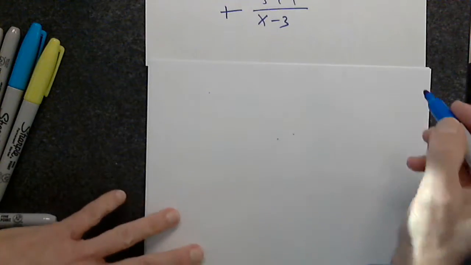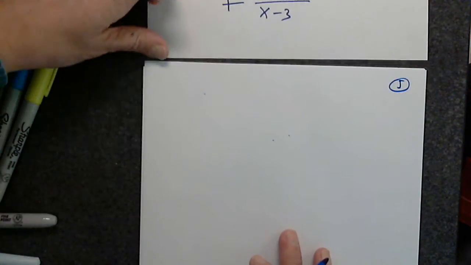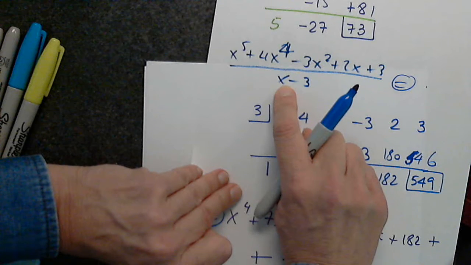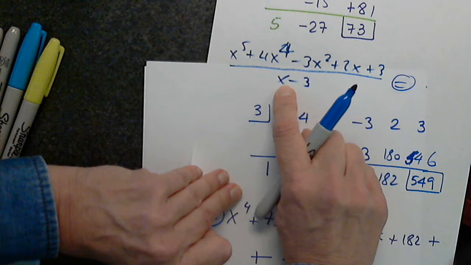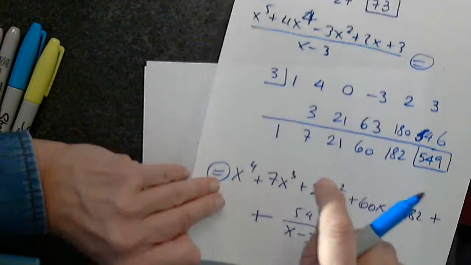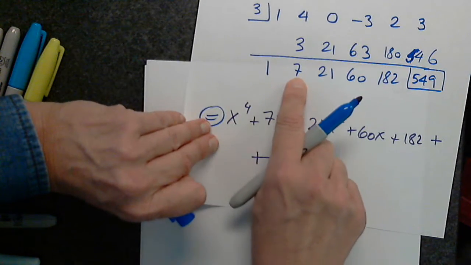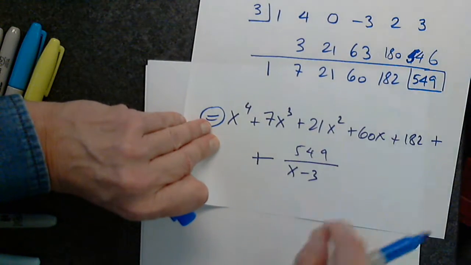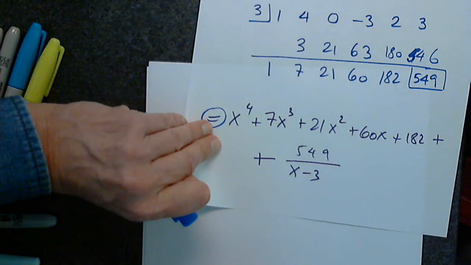How do you get x to the 4? When I divide degree 5 by degree 1, what degree do I get? Good. So then this belongs to the 4th, this belongs to the 3rd, 2nd, 1st, and no x. So that this is the remainder.